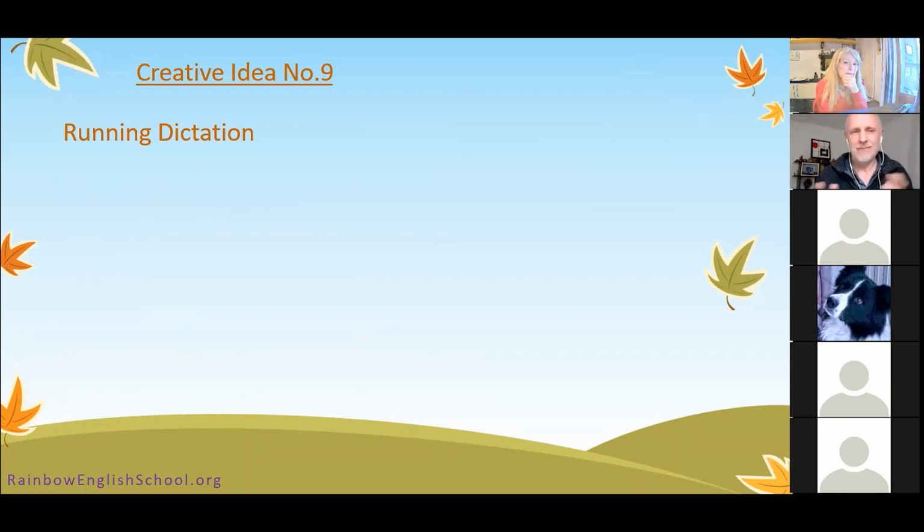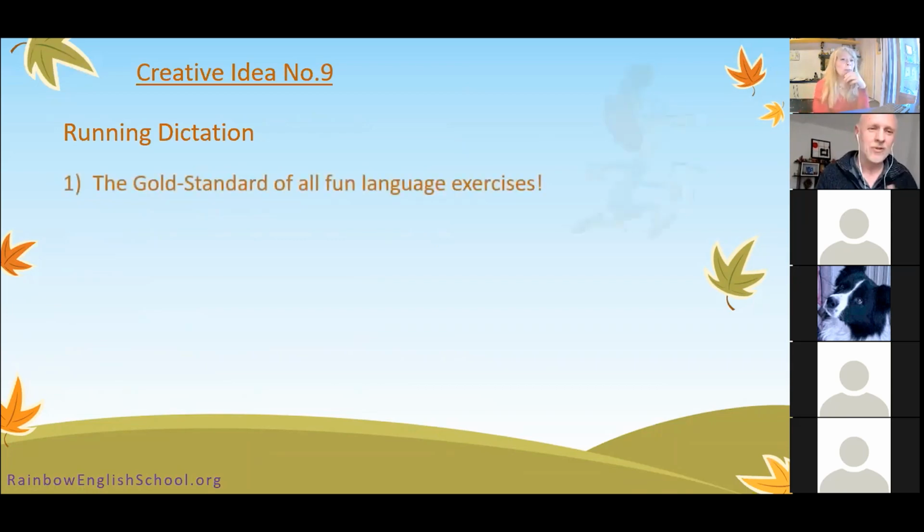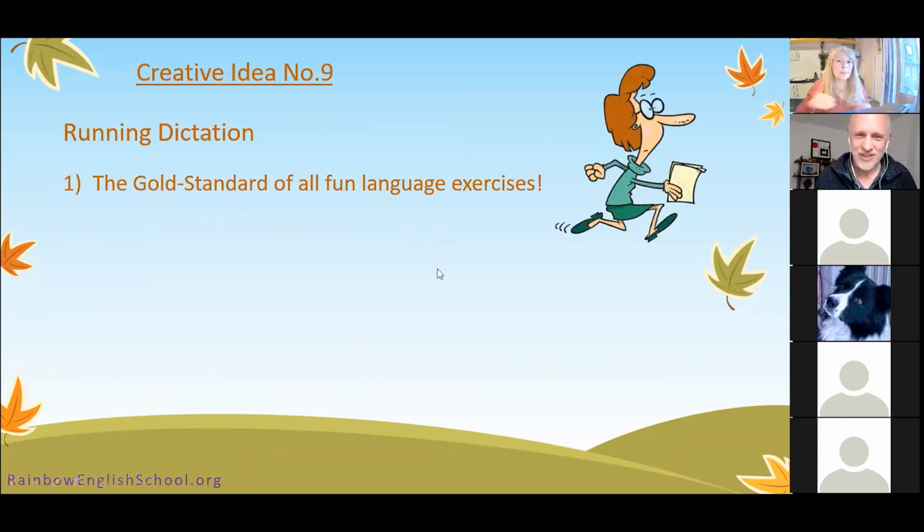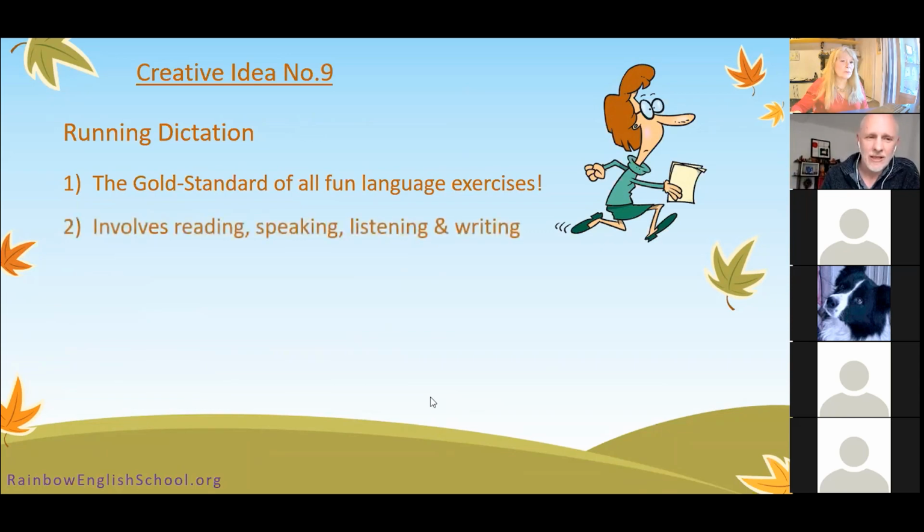This for me, I call it the gold standard of fun language exercises. I don't know if you know, you probably know this. Believe me, it works from tiny little kids to retired people. I've had them all running up and down the classroom doing this. Why is this so great? Well, basically you've got a text and it sits on a table at one end of the classroom. The students are in groups of 3.